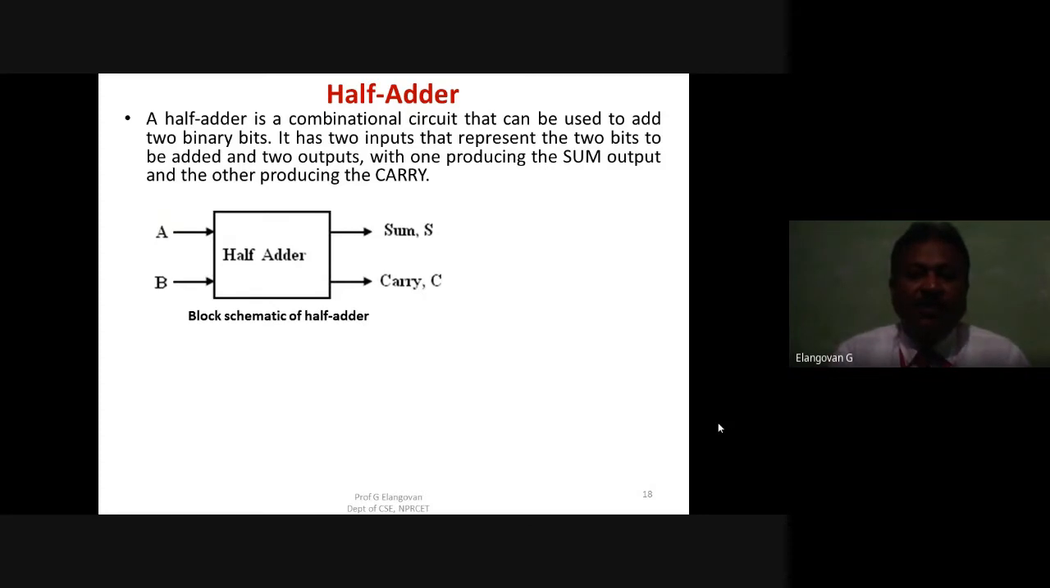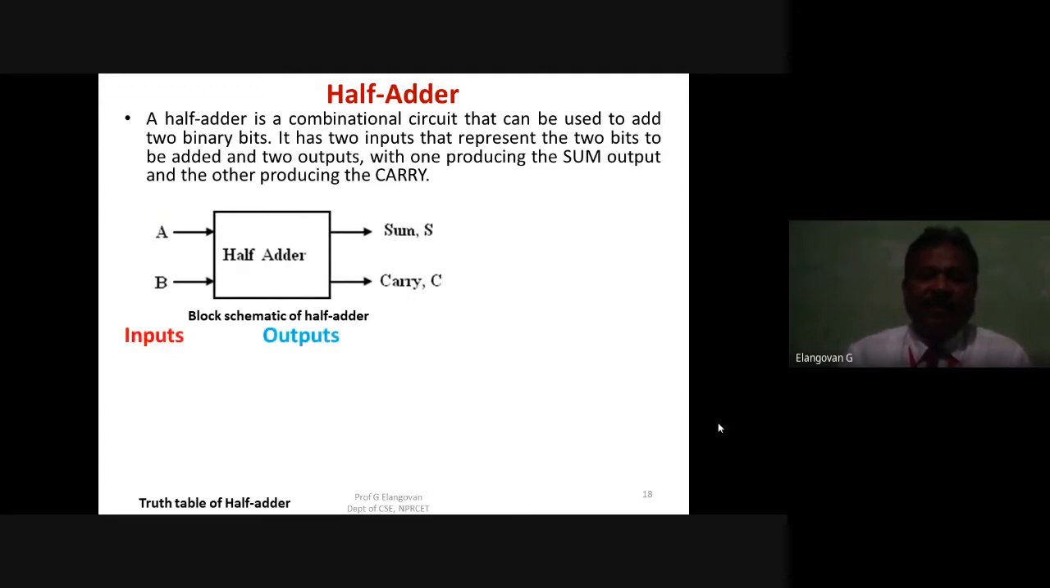If you want to see a basic circuit diagram, it will look like this. There are two inputs A and B to the half adder, and it generates two outputs. One is called sum, another one is called carry.